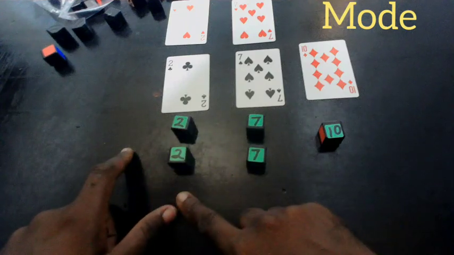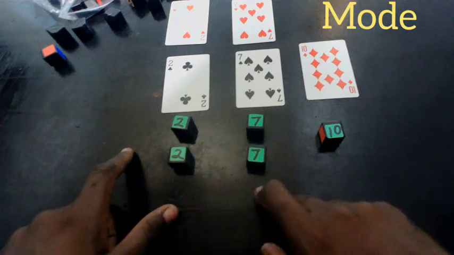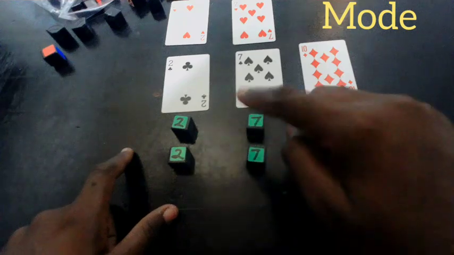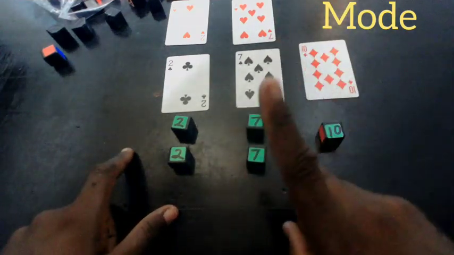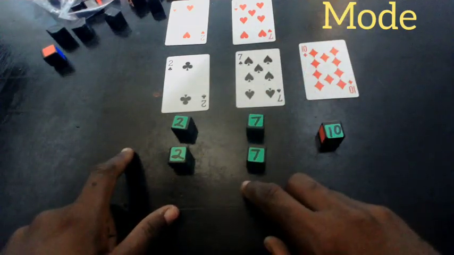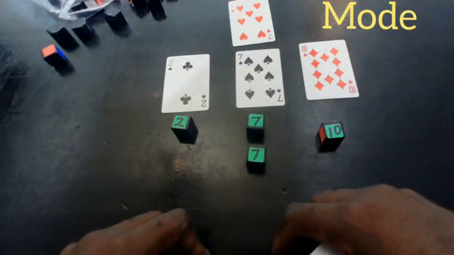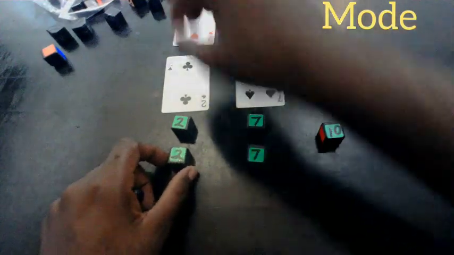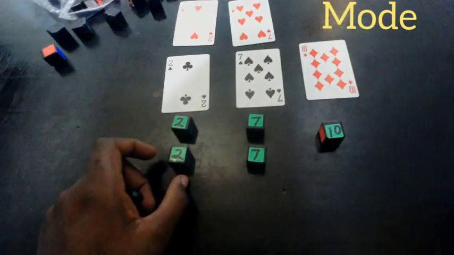The mode is 2 and 7. It's bimodal. If there's only one number repeating more times, that would be a single modal answer. And if, for example, there was only 7 repeating, then this would be the mode for the distribution. But for this distribution, the mode is both 2 and 7.